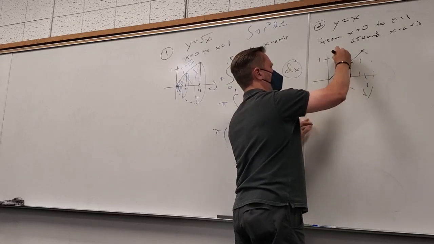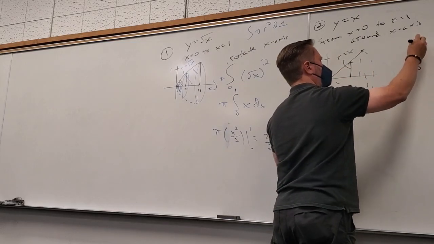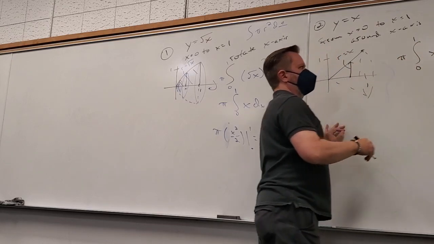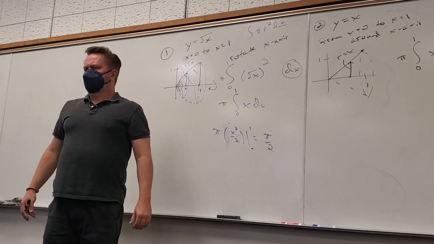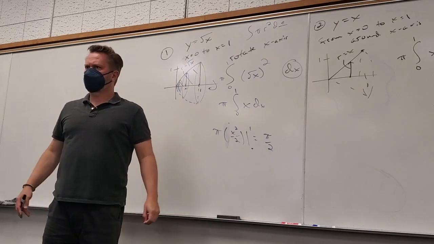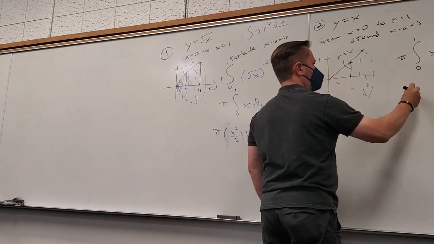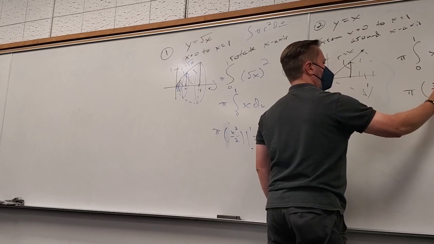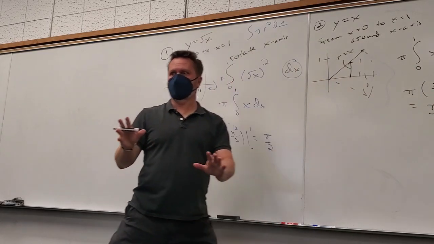So what's this radius? Pretty easy. Right? Is that cool? Pi r squared, where r is x. And what's the integral of x squared? Or x cubed over 3. So I just get pi over 3. All right, now.